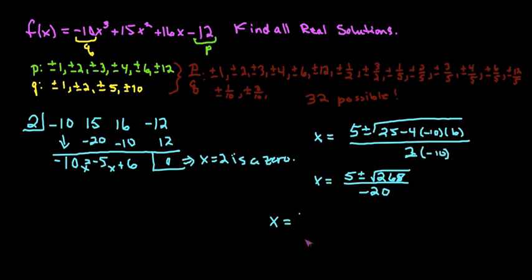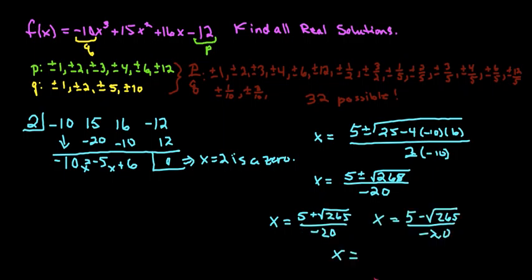x equals 5 plus the square root of 265, all divided by negative 20. We're going to get x equals 5 minus the square root of 265, all over negative 20. And we had our value up here, x equals 2. Now again, since it was third degree, there's our 3 solutions.